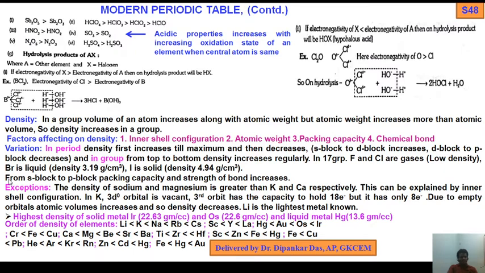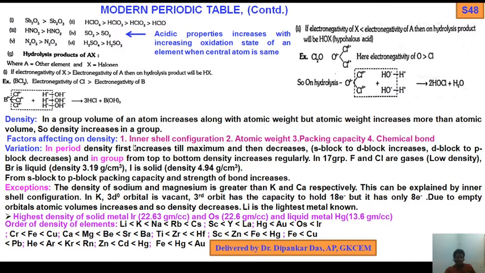Okay. Now density. In a group, volume of an atom increases along with atomic weight, but atomic weight increases more than atomic volume. So another term, density, and we will also discuss the melting point and boiling point. So density increases in a group. Factors affecting density: number 1, inner shell configuration, number 2, atomic weight, number 3, packing capacity, number 4, chemical bond.